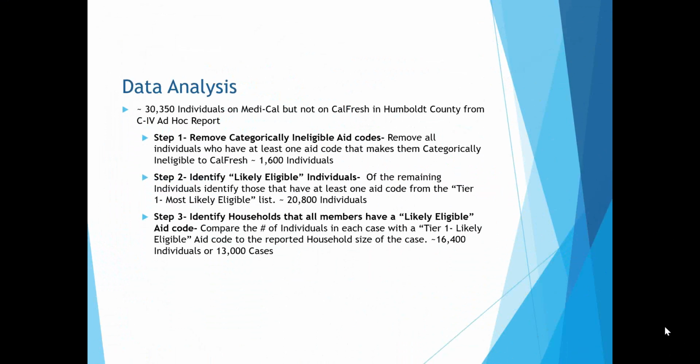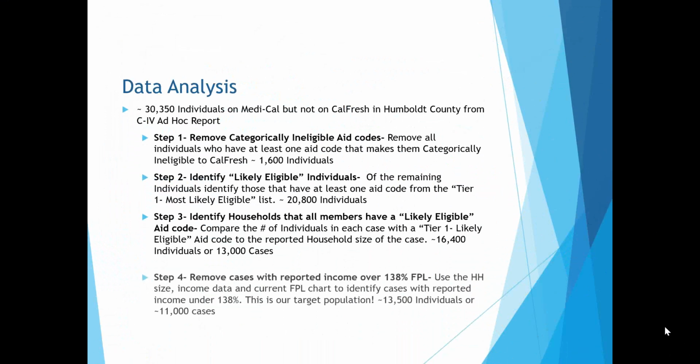So to do that, what we did was we compared the number of individuals in each case with the tier 1 likely eligible aid code, and then we used that with the household size information. And if those numbers matched, then we went ahead and said that that was a target population. If those numbers were off, we said we're not going to target those at this time. So what that did was bring us down to about 16,000 individuals, cutting us about in half, or about 13,000 cases. So again, we're still at a fairly high number, but we're chiseling down even further.